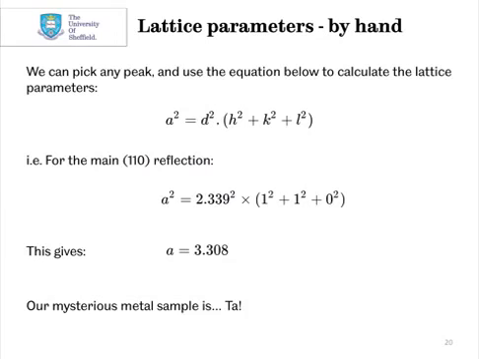We can pick out any peak and use the equation that we derived a second ago to work out the lattice parameters. So for example, for a 110 reflection, we found this at a d spacing of 2.339 angstroms, so we can plug those values into the equation there, and that gives us lattice parameter a of 3.308 angstroms. If you remember the possible values we were given earlier, we can now confirm that our mysterious metal sample is in fact tantalum.